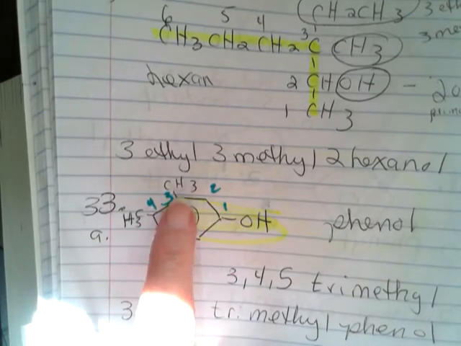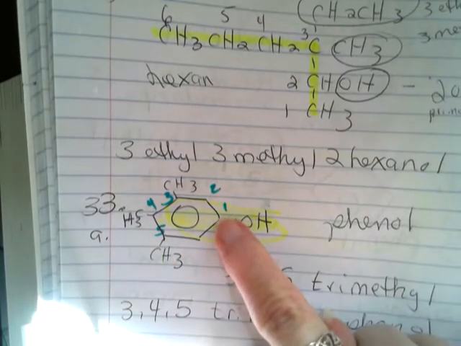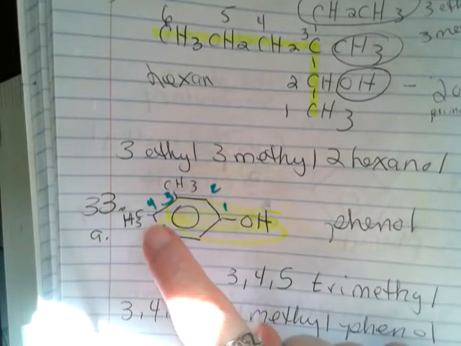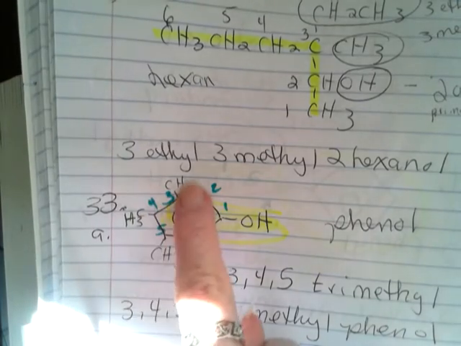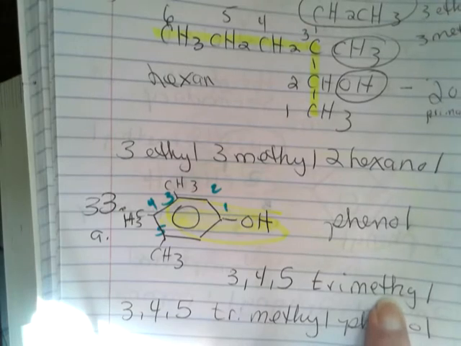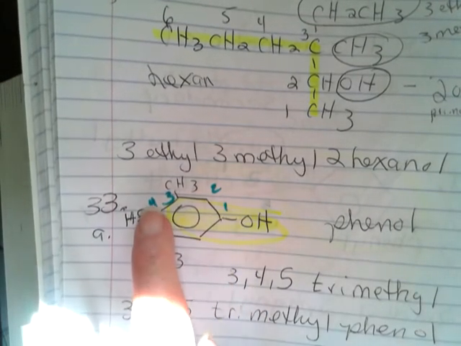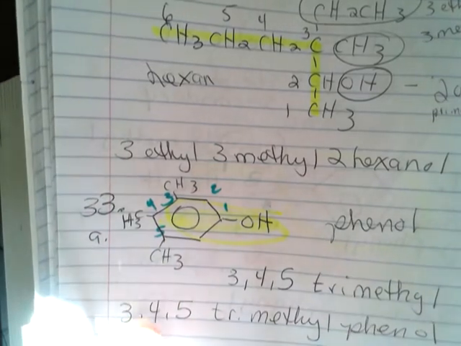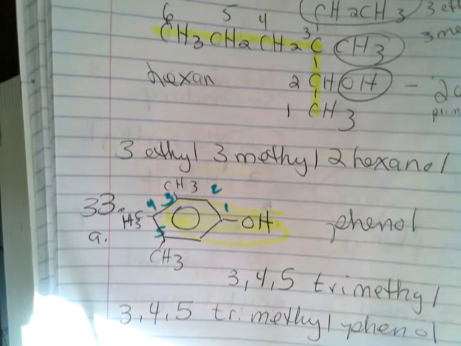1, 2, 3, 4, 5. And in this case, it wouldn't matter even if we numbered it this way, 1, 2, 3, 4, 5. We'd end up with the same thing. We have 3 methyl groups, so we're going to say trimethyl, and the groups occur at numbers 3, 4, and 5. So 3, 4, 5, trimethyl phenol.